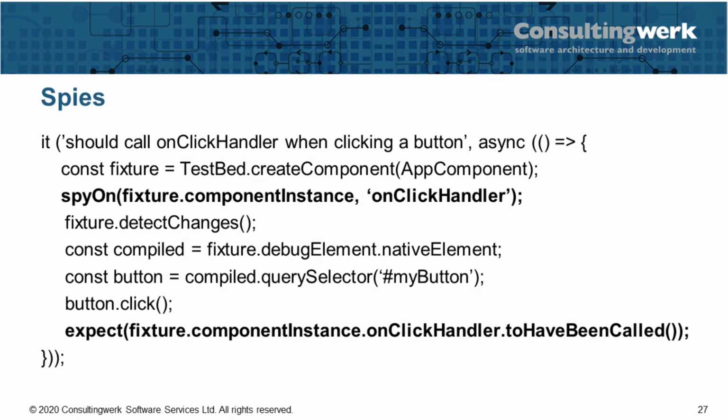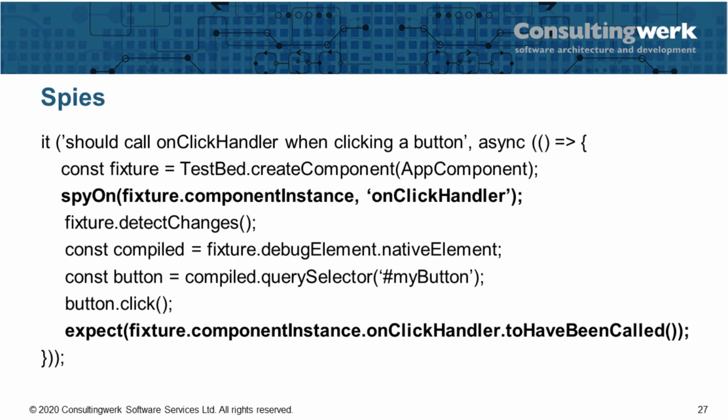Here is an example of such a spy. Essentially, we say it should call the onClick handler when clicking a button. So essentially, our component has a method called onClick handler, and we want that method to be called when the user has clicked a button. So what we do here is we get the component fixture, as previously mentioned, and then we call spy on the component instance and give it the method name that we're spying on.